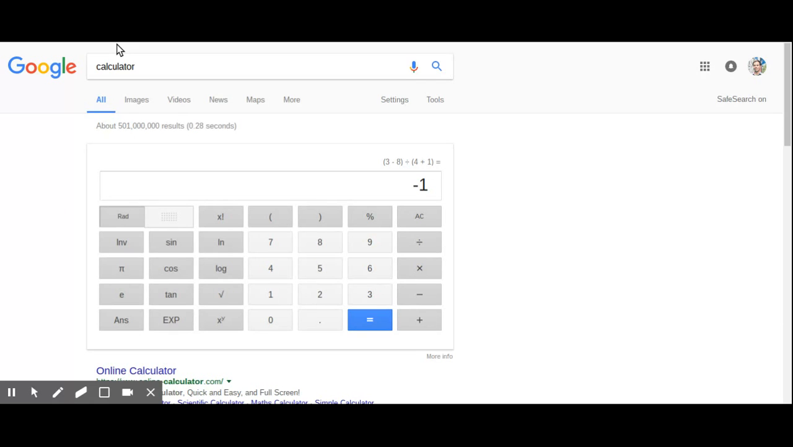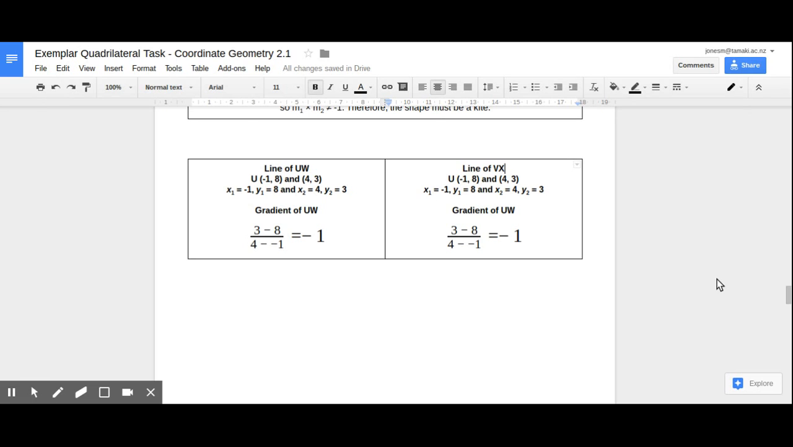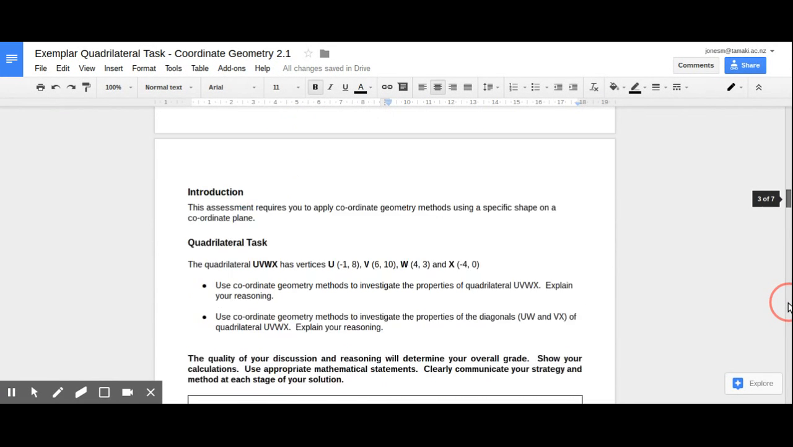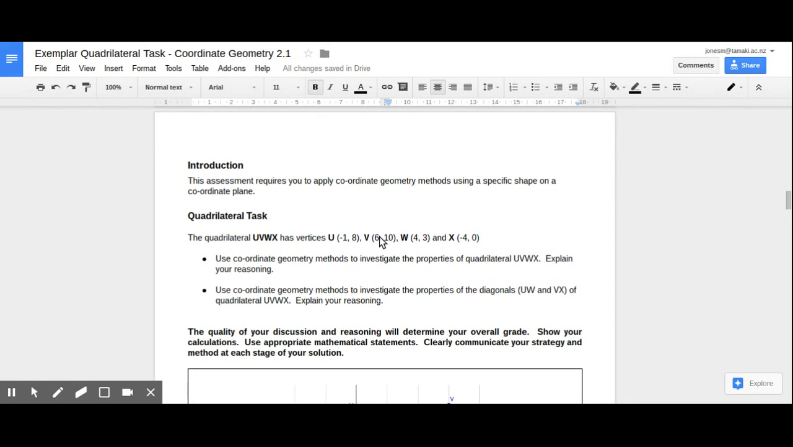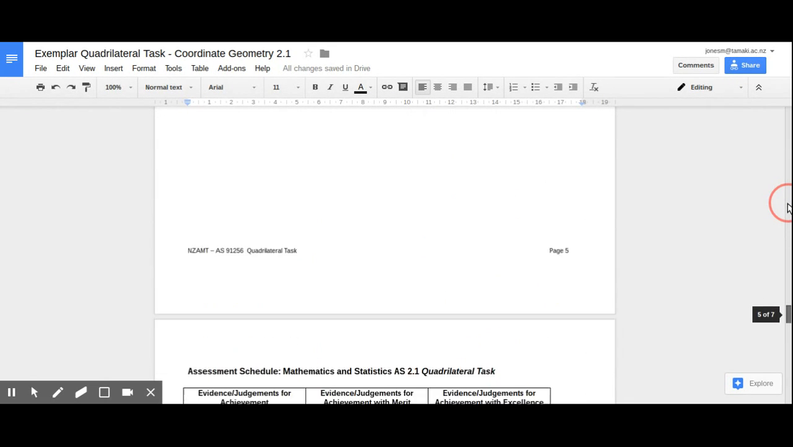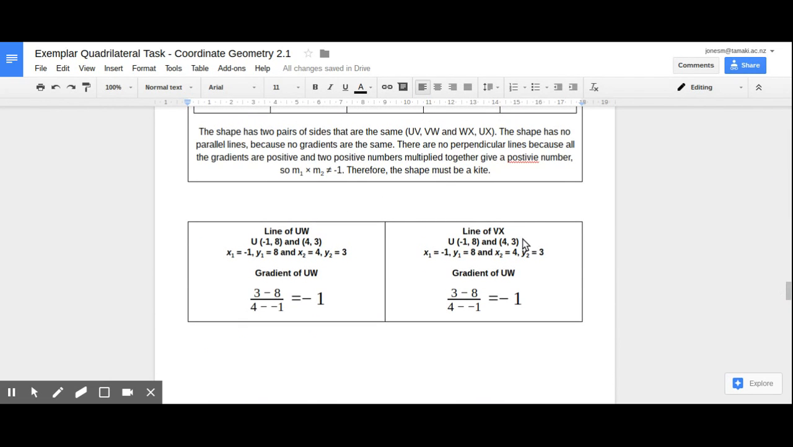Now split it into two boxes here because the second part, I'm going to look at the line of VX, because the line of VX is the other diagonal. Okay, and VX, I'm just going to copy this. So we're looking at V and X.